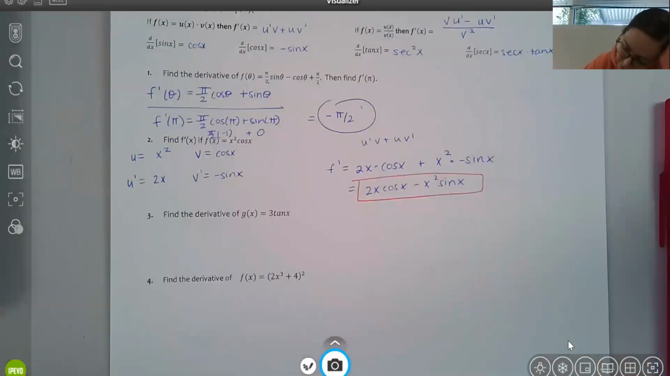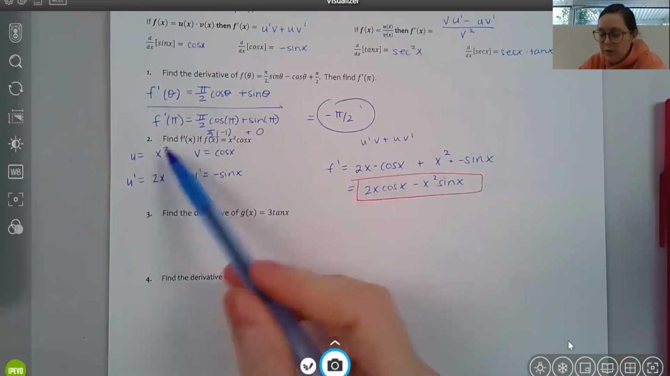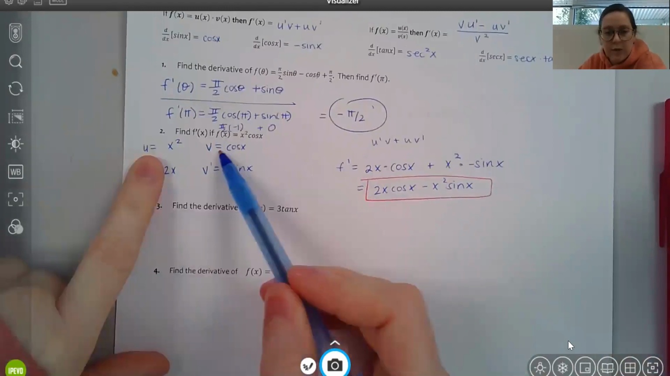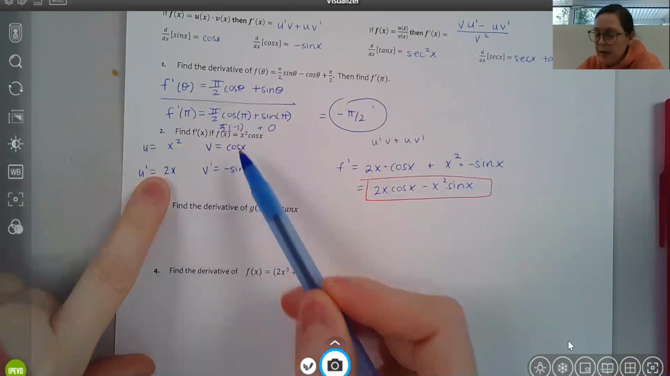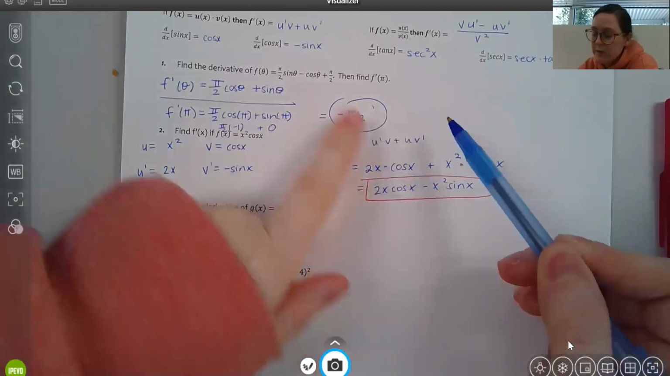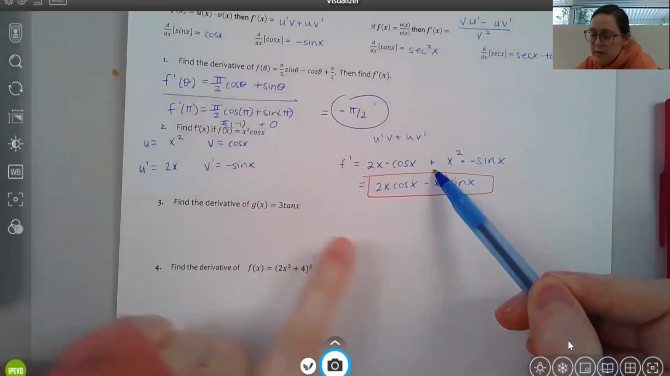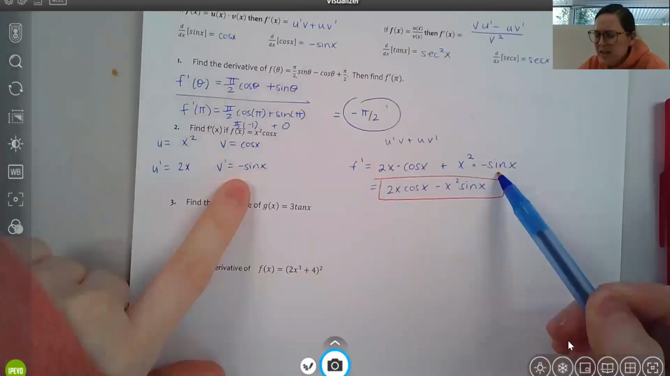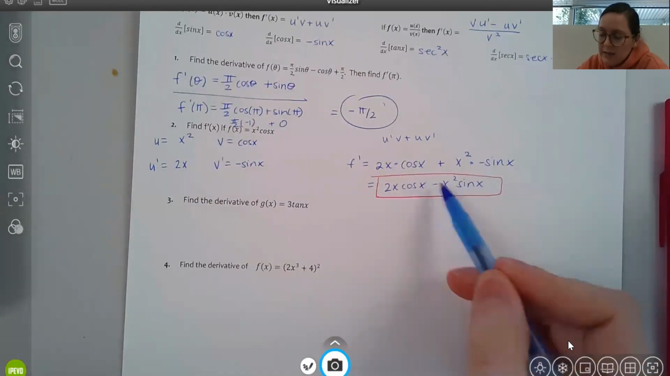So for my u prime, we would first of all get our u and our v. So x squared, and then cosine is the second one. Derivative of x squared is 2x. Derivative of cosine is negative sine. Now I just use my u prime v plus u v prime because that's what product rule tells me. So that's 2x times cosine plus x squared times negative sine. That just kind of looked weird, so I just rewrote it as 2x cosine minus x squared sine.